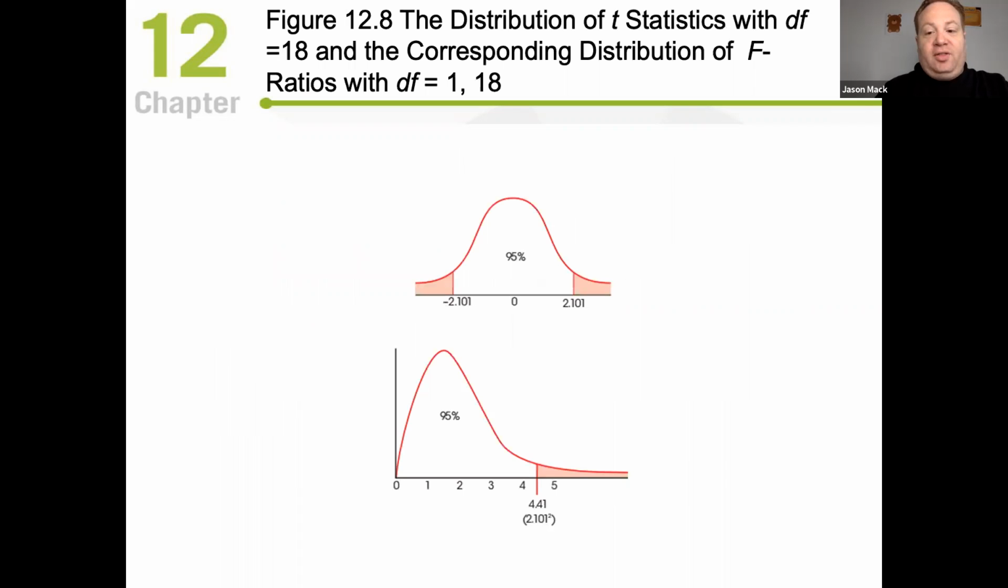Figure 12.8 shows the distribution of t statistics with degrees of freedom equal to 18, and the corresponding distribution of F ratios with degrees of freedom 1, 18. Notice that the critical values for alpha of 0.05 are t equal to plus or minus 2.101, and F equal to 2.101 squared, which is equal to 4.41.